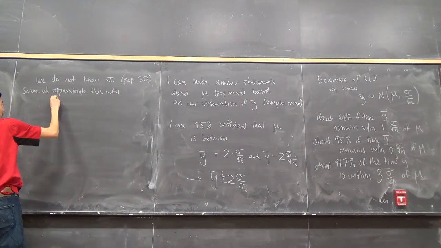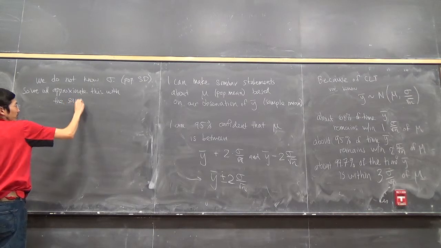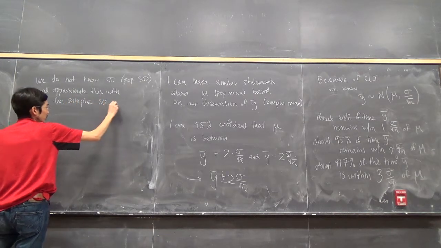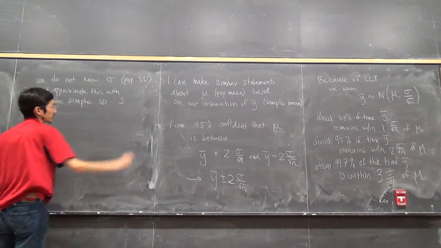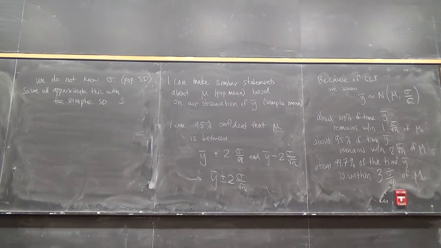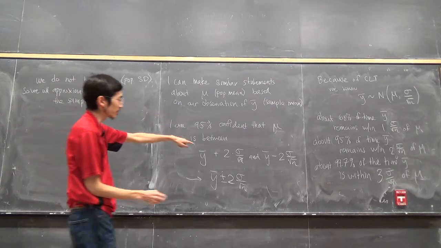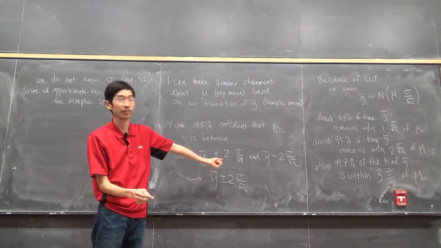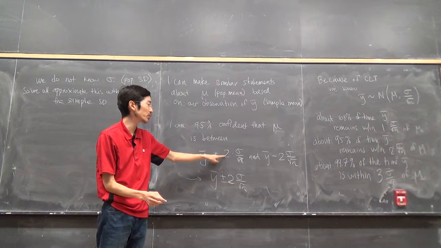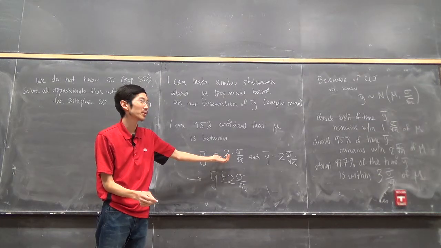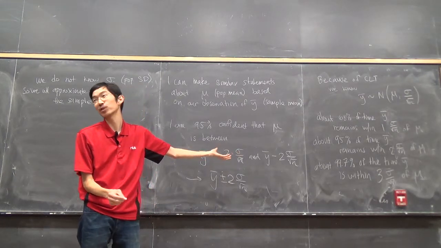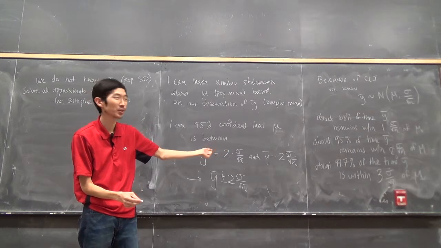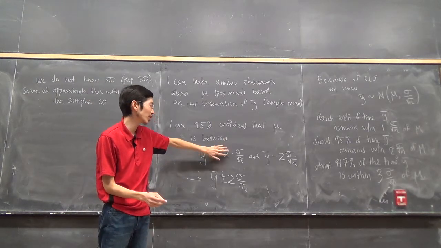With the sample standard deviation, S, okay? All right, but because we're bringing in another layer of uncertainty, we're going to have to compensate for that. And so instead of 2, we're going to have to put in basically a fudge factor. We're going to have to change this number.